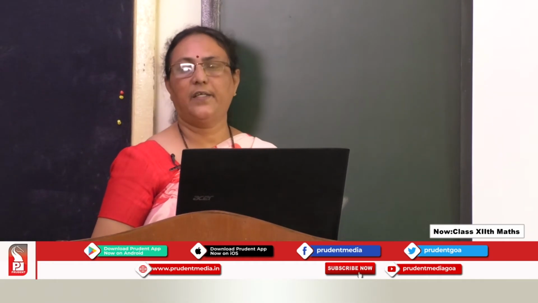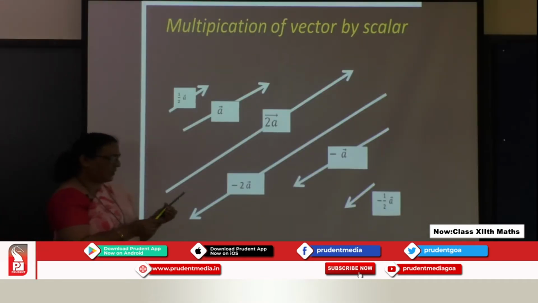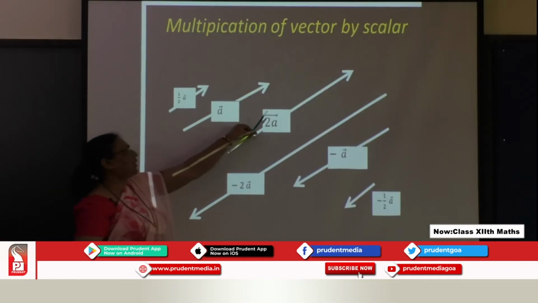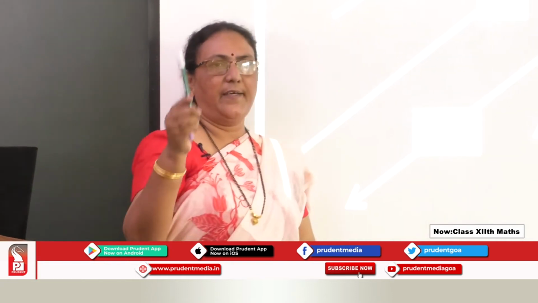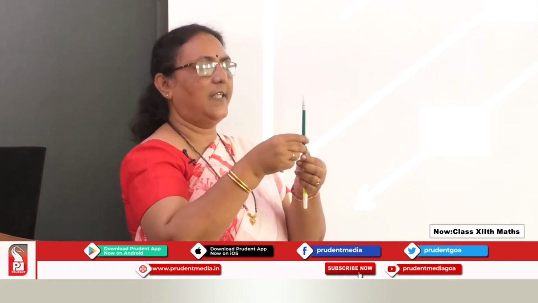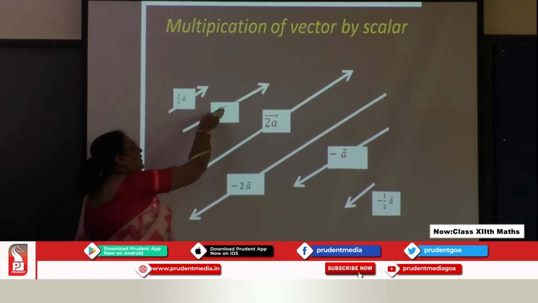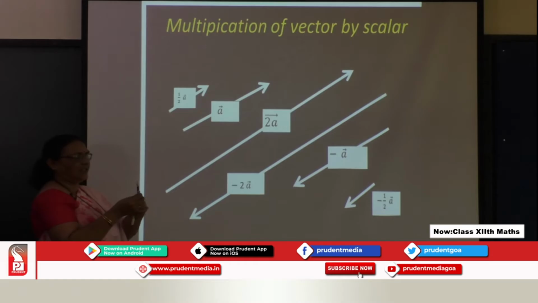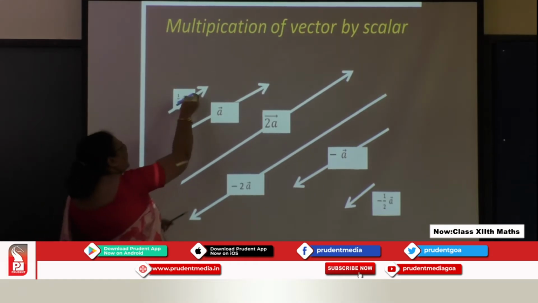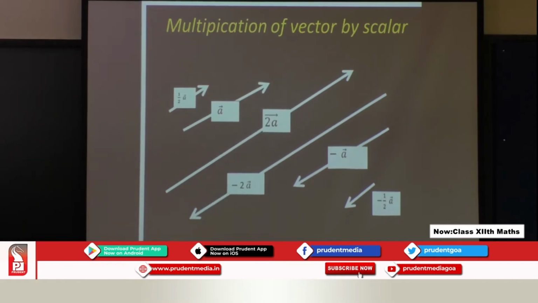Multiplication of vector by scalar. Now see here, suppose this is 2 times A, this vector 2 times A, in this direction. This is one vector, multiplying by 2 means it is double, 2 times A. A is this vector. Half of A will be half of this. So, this is A and this is 2 times A.